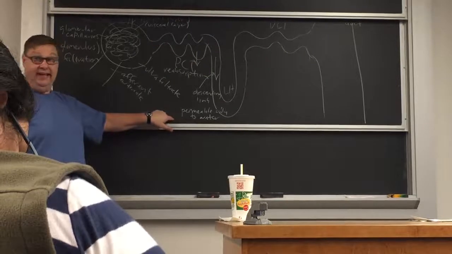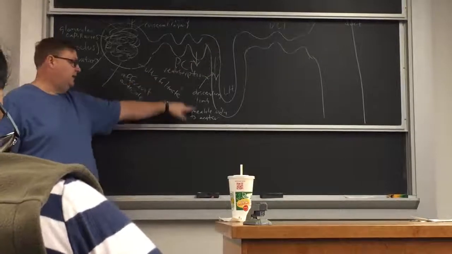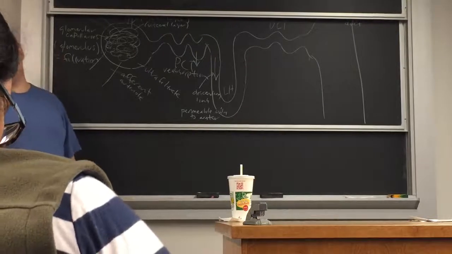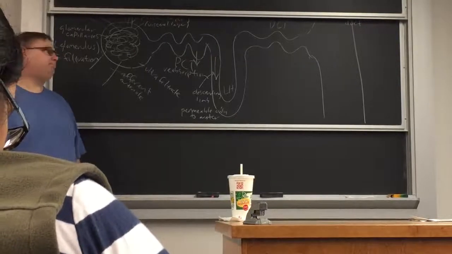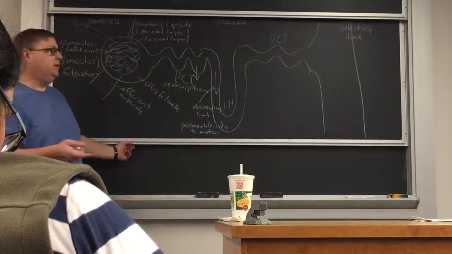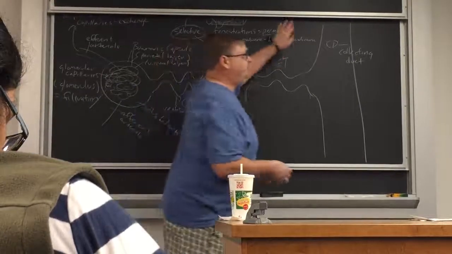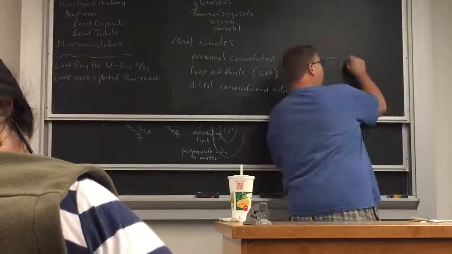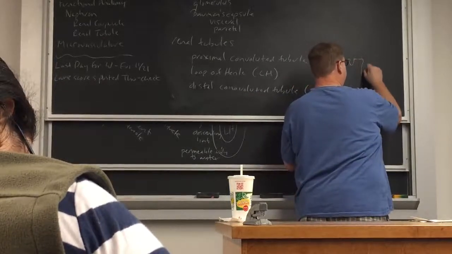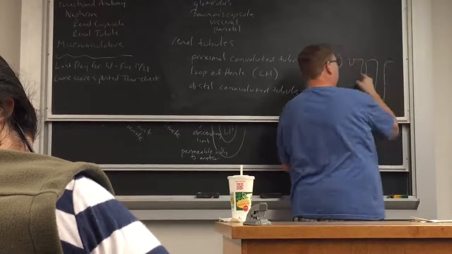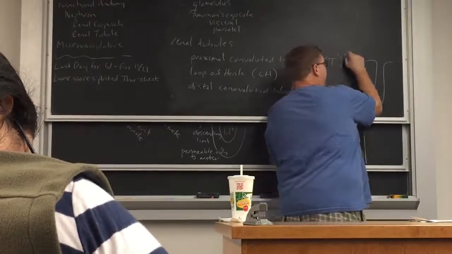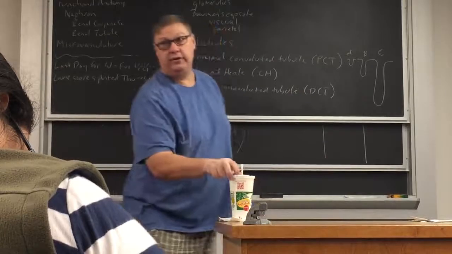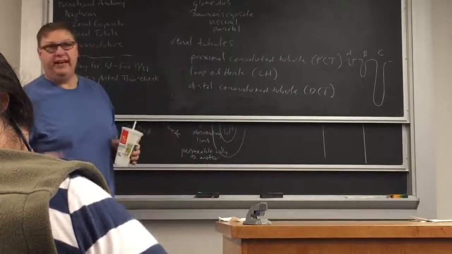Not surprisingly then, the descending limb is very important for concentrating or diluting urine. Now what's interesting is we have different descending limbs, or different nephrons in general. Some are really short like this, some are medium, and some are really long. Which one of A, B, and C would be best at concentrating and diluting urine? C, okay?